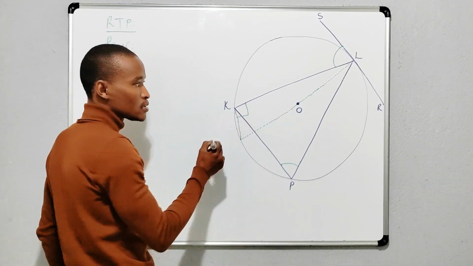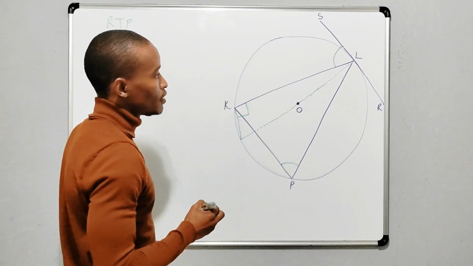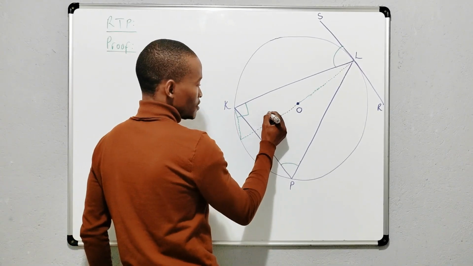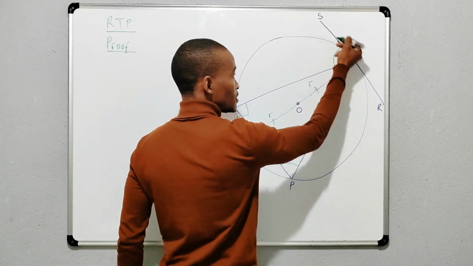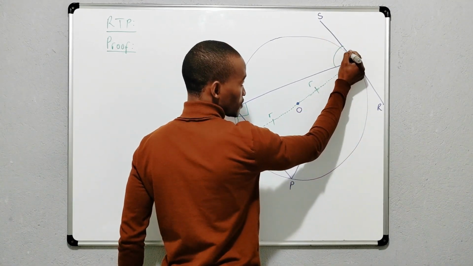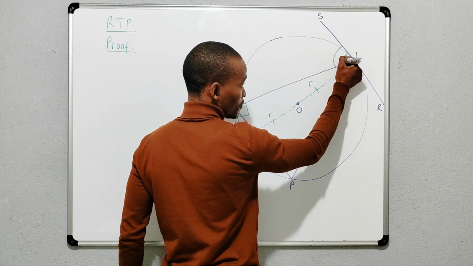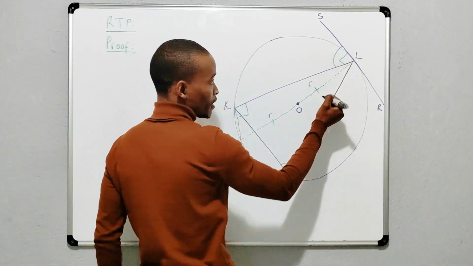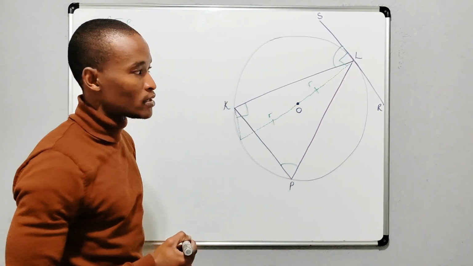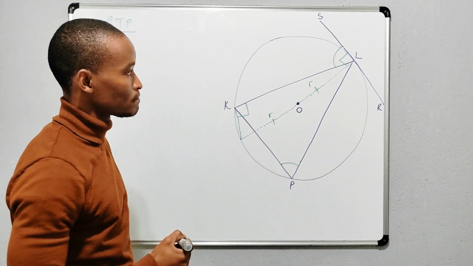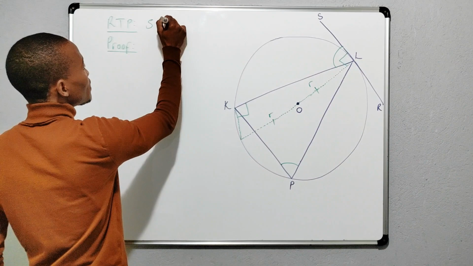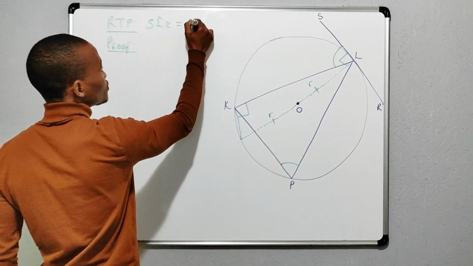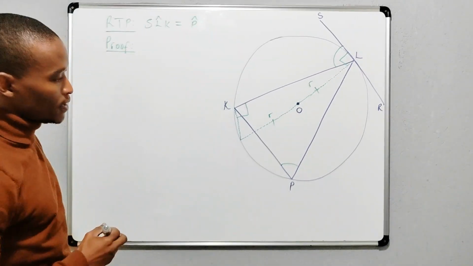It's 90 degrees, angle in a semicircle, and that is a radius, and a radius meeting a tangent at the point of contact. The angle formed there between the tangent and the radius is 90 degrees as well. Okay, so we're required to prove that angle SLK is equal to angle P.